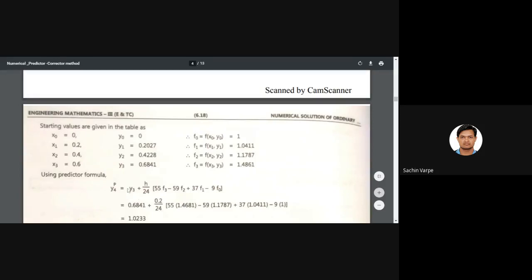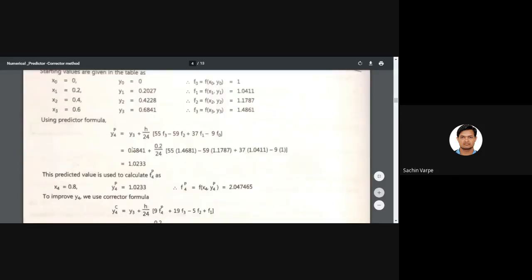First of all, we'll substitute into the predictor formula to get the predictor value of y4. Okay, and then we have now x4 and y4 predicted, and with these two coordinates, we'll find the value of the function, and that will be f4p. It will be f at x4, y4p, and that is 2.04.